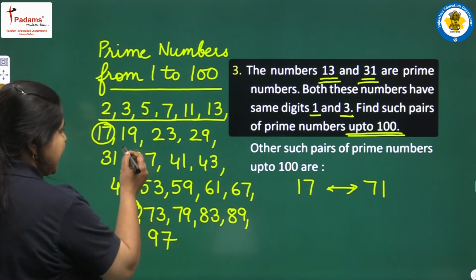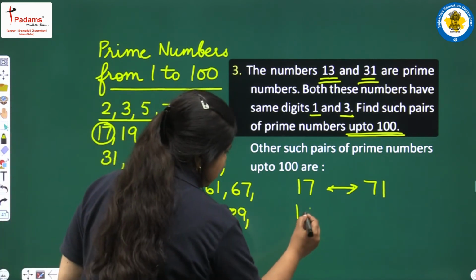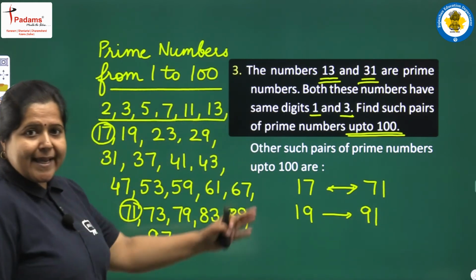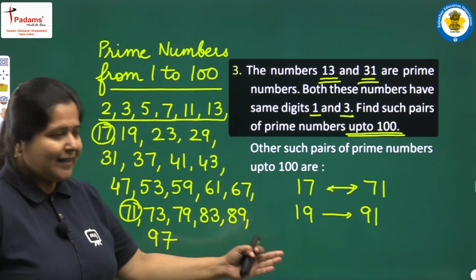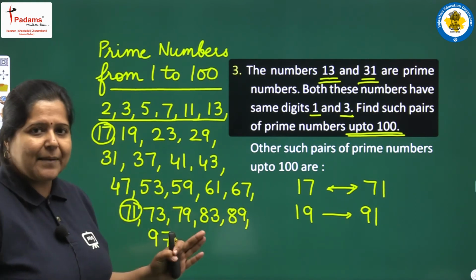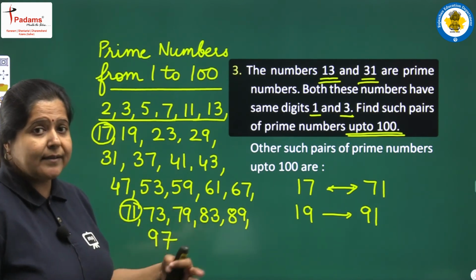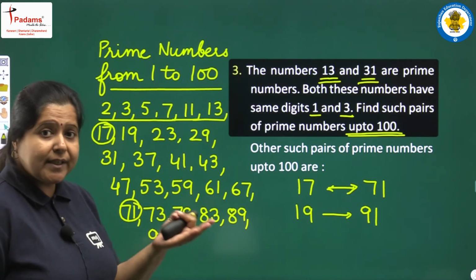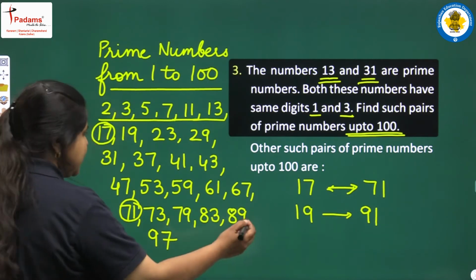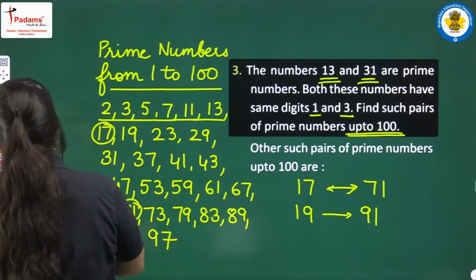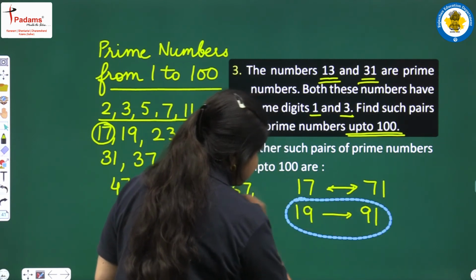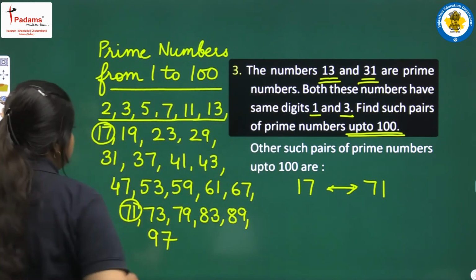We have this number 19. If we interchange, it will become 91. Is 91 a prime number? No. 91 is not a prime number. It has factors 1, then 7 also, 13, 91 itself, and so it's not a prime number. So this is not satisfying our condition that both the numbers should be prime, and so we remove this.